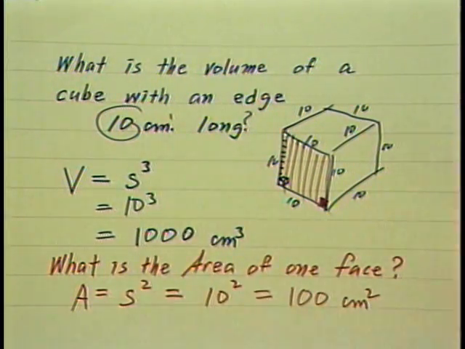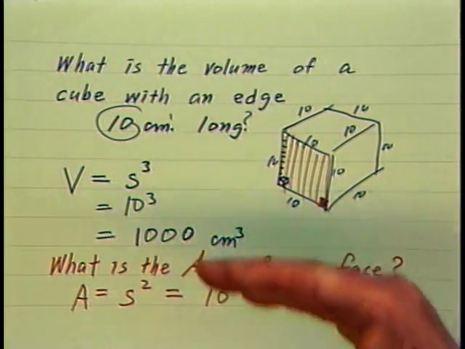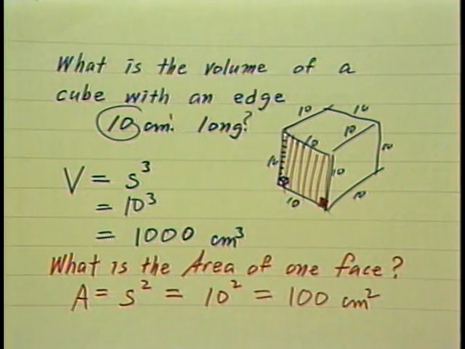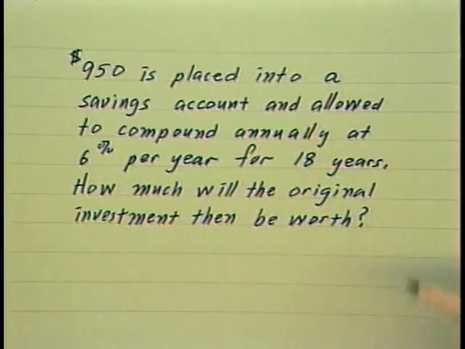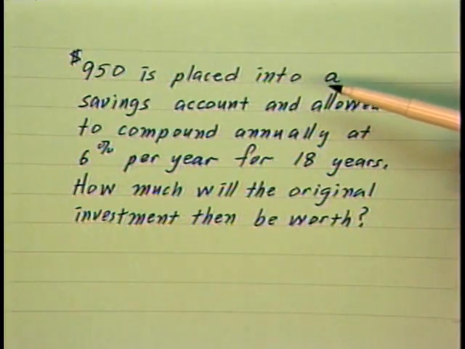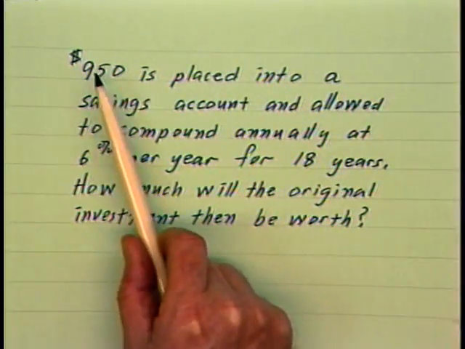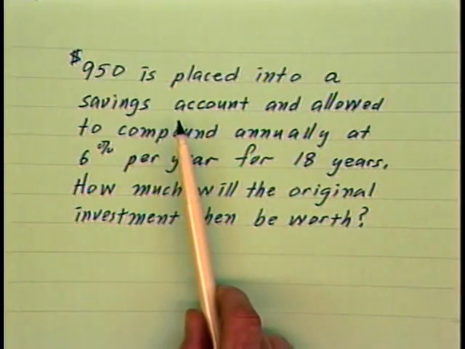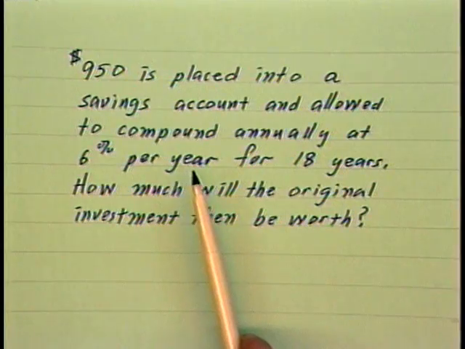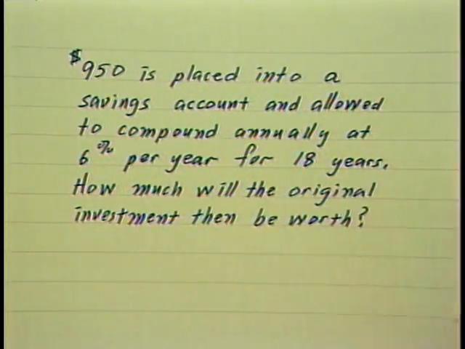I cannot overestimate how important this is and how much it will be used in every single science or technology or business course you could possibly take. For instance, a typical problem in most business courses is this very simple problem: $950 is placed into a savings account and allowed to compound annually at 6% per year for 18 years. How much will the original investment then be worth?